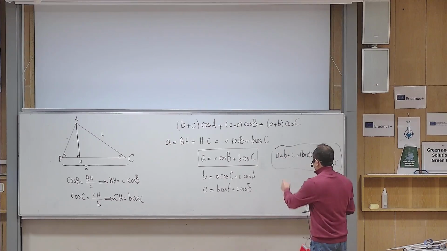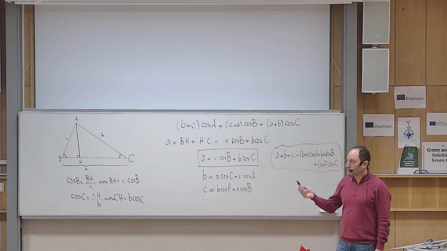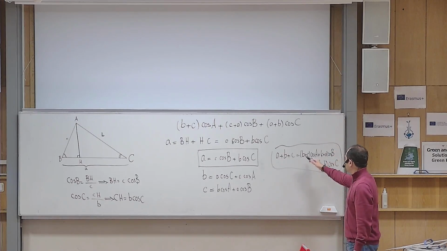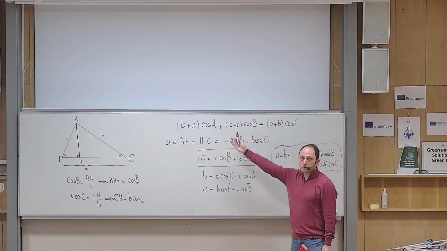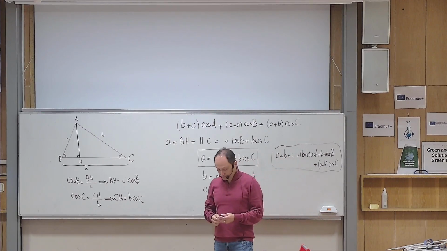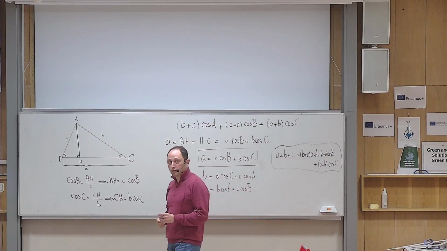The left-hand side is the perimeter of that triangle, and the right-hand side is exactly the expression proposed by the problem. I hope that this video was useful for you.